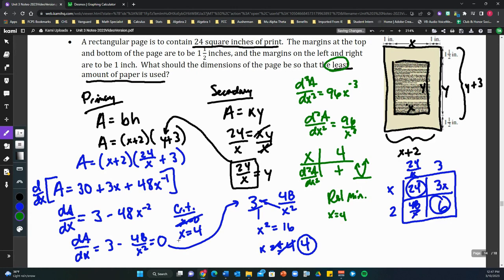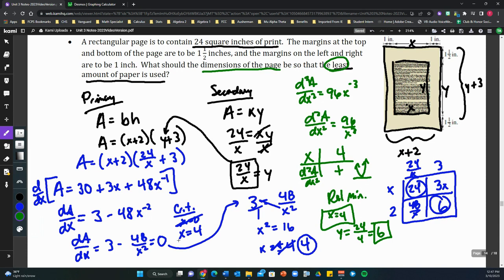So I'm going to take this back to our secondary equation. Y is equal to 24 over that x value, or 6. So the dimensions of the page, you do have to be a little careful here. 4 by 6 would be the dimensions of the inner portion of the text only.